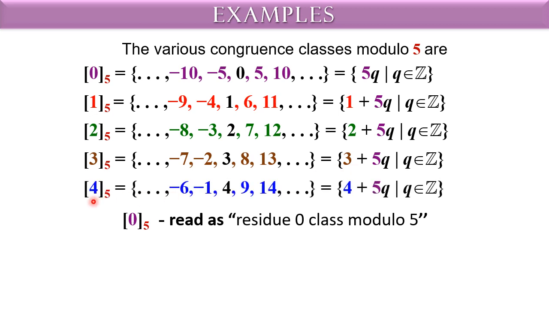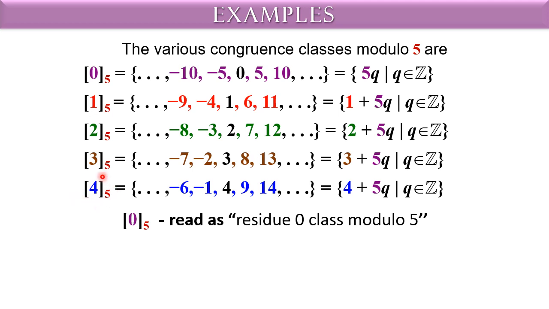Lastly, we have residue 4 class modulo 5. Same goes here. These are the set of integers that when divided by 5 will leave a remainder of 4. To give some, we have -6, -1, 4, 9, and 14. And of course, many integers that when we divide by 5 will leave a remainder of 4. Generally, if we are going to determine all of the integers that will leave a remainder of 4 when divided by 5, we may use the formula 4 plus 5q, where q is an element of integer.